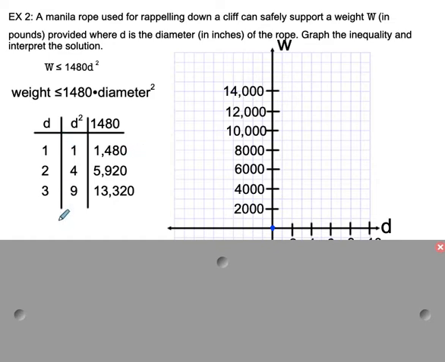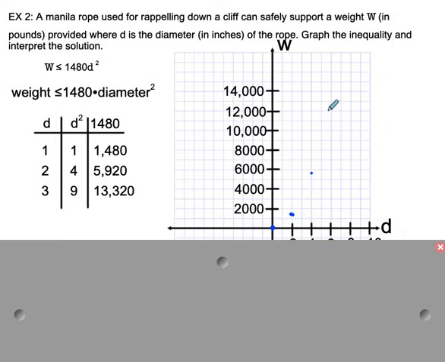1, 2, 3, and so on. If I have something that has a diameter of 1 inch, square that, we get 1 times that 1480. So a 1 inch rope is going to hold somebody up to 1,480 pounds. I do the same for 2. 2 squared is 4 times 1480, I get 5,920. 3 squared is 9, and 9 times 1,480 is 13,320.